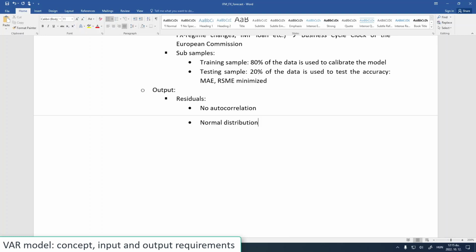If you're analyzing historical data, normal distribution is not a big deal, so usually we are not testing it. But if we would like to have a forecast, then the normal distribution is much more a key factor than the lack of autocorrelation. And how can we test this?